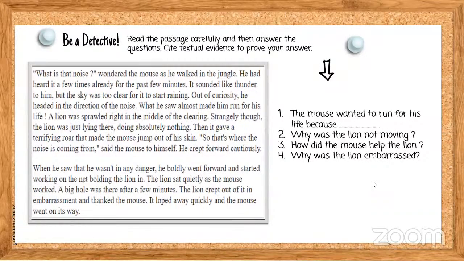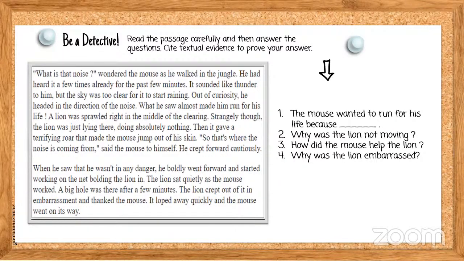What is that noise? wondered the mouse as he walked in the jungle. He had heard it a few times already for the past few minutes. It sounded like thunder to him, but the sky was too clear for it to start raining. Out of curiosity, he headed in the direction of the noise. What he saw almost made him run for his life. A lion was sprawled right in the middle of the clearing, strangely tough. The lion was just lying there, doing absolutely nothing. Then it gave a terrifying roar that made the mouse jump out of his cave. So that's where the noise is coming from, said the mouse to himself.